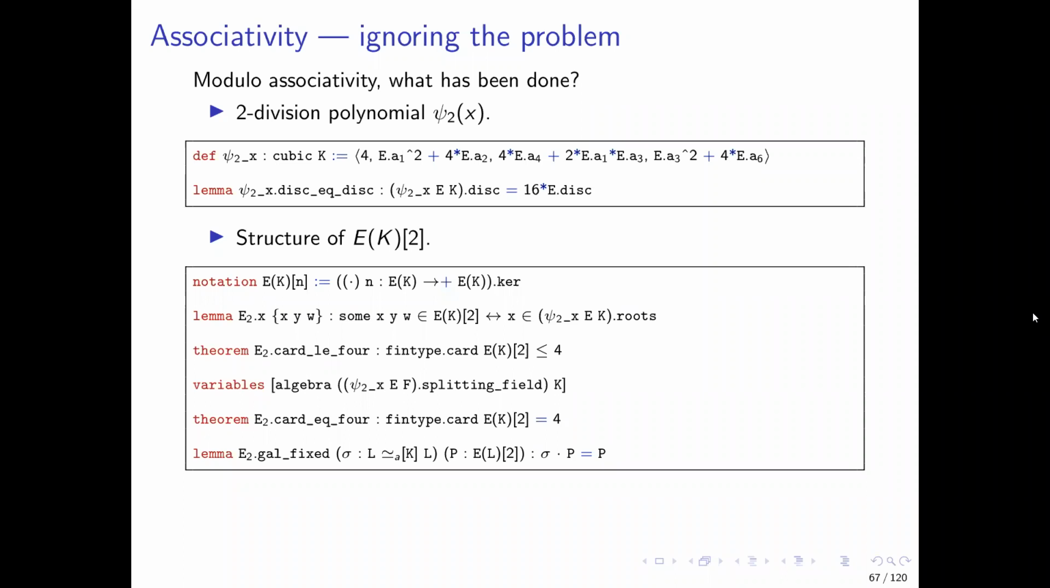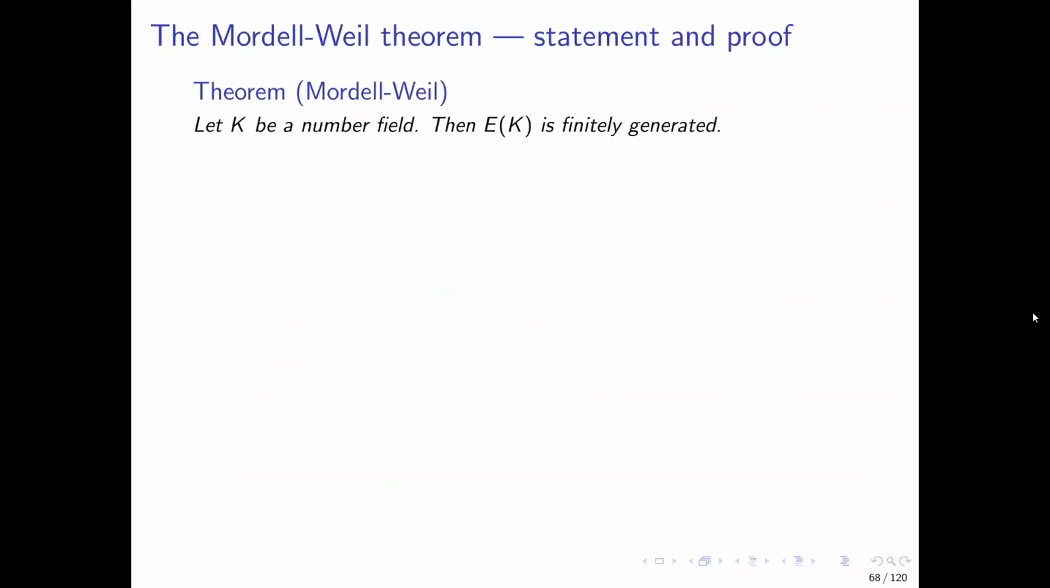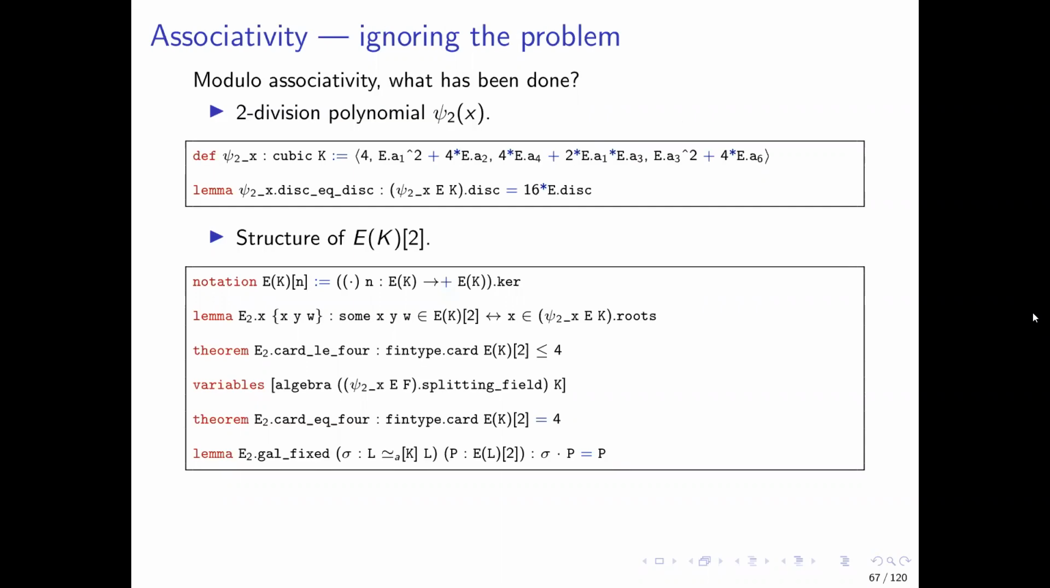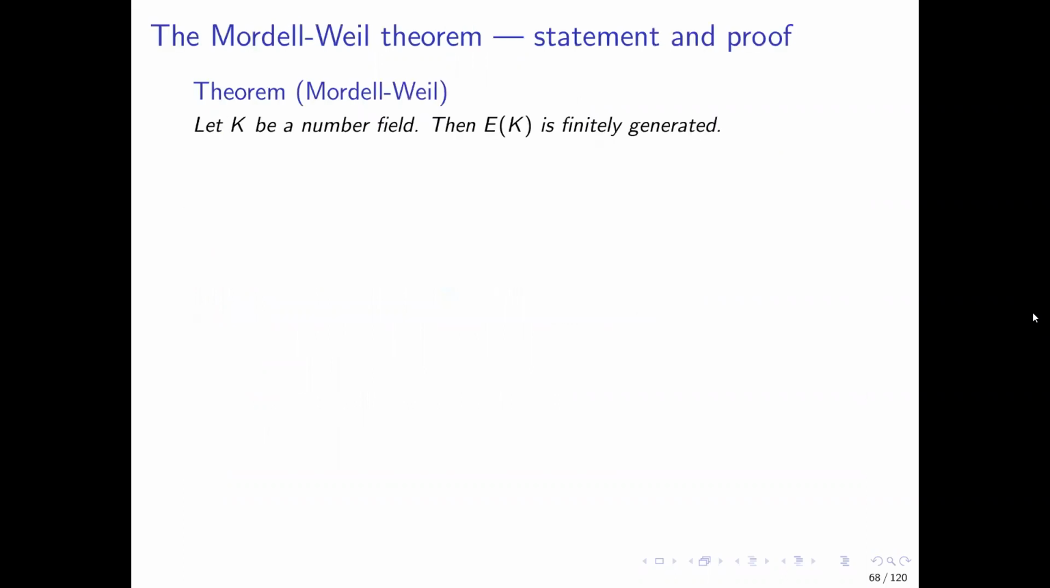So why am I doing all this stuff? The aim was originally to prove the Mordell-Weil theorem. All the stuff I did earlier about the structure of this thing, the two-division polynomial, the isomorphisms, were prerequisites to even try to do anything remotely close to proving this theorem. The theorem says that if you have a number field, a finite extension of Q, then that group is finitely generated.